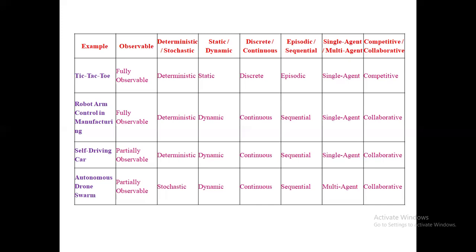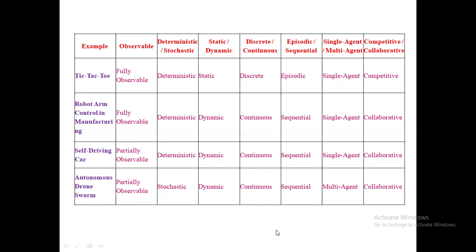The environment is dynamic, continuously evolving as drones move and interact. It operates in a continuous space, requiring precise control over movements. The task is sequential as each drone's action influences the group's behavior. It is multi-agent, involving collaboration among drones to achieve shared goals such as surveillance or delivery. The environment is collaborative, emphasizing teamwork, and unknown as external conditions and challenges are unpredictable.